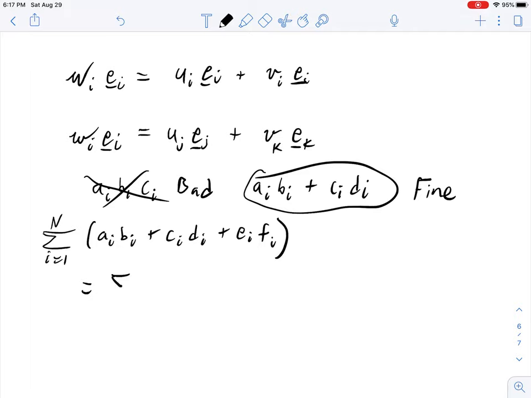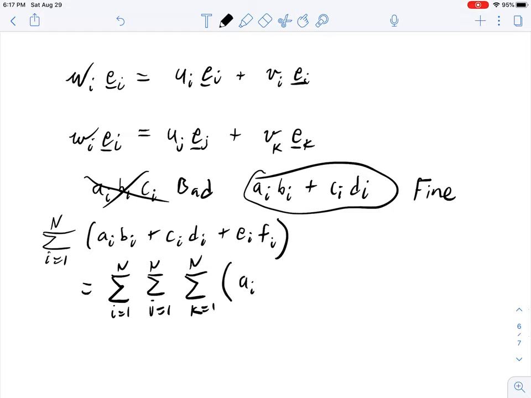Well, that's the same as if we were to do the sum i going from 1 to n, j going from 1 to n, k going from 1 to n of a_i b_i plus c_j d_j plus e_k f_k, right? So when we do the sum over k, none of these two terms are changing. And we do the sum over j, then only this term changes, and the sum over i, then only that one changes. So it doesn't matter. You can look at it as the single sum. So there's no ambiguity that can result from doing it this way, but there's nothing wrong with doing it this way.